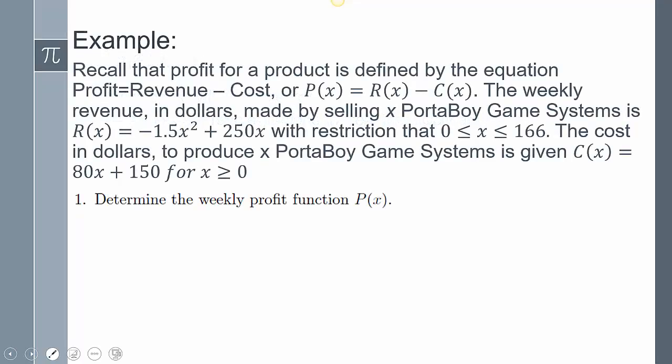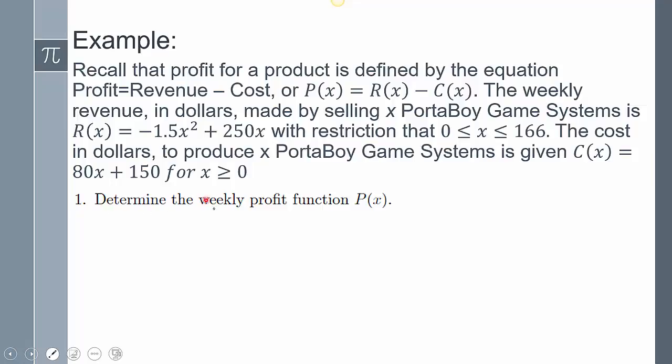Now if you recall that profit for a product is defined by the equation profit equals revenue minus cost, or P of x equals R of x minus C of x. So we're going to go back to some of our business type applications. And it says the weekly revenue in dollars made by selling x portable game systems is R of x equals negative 1.5x squared plus 250x, with the restriction that x has to be between 0 and 166. The cost in dollars to produce x portable game systems is given, so this is my cost equation, 80x plus 150 for x greater than or equal to 0.